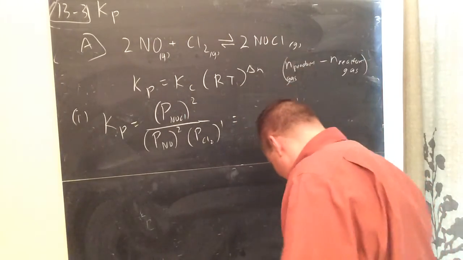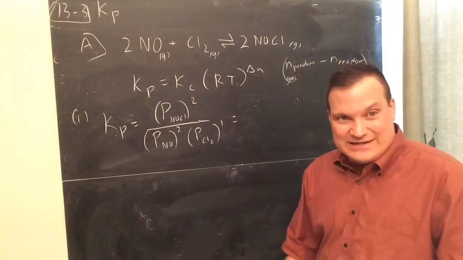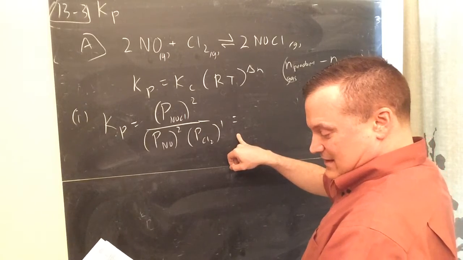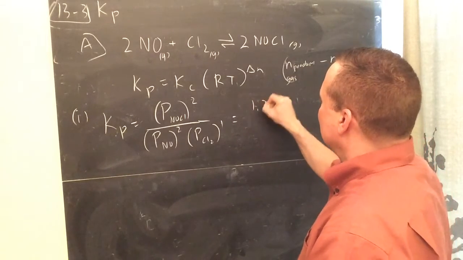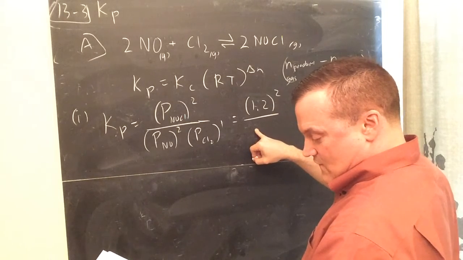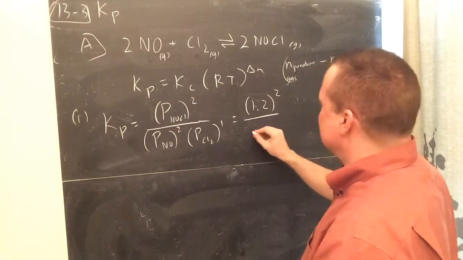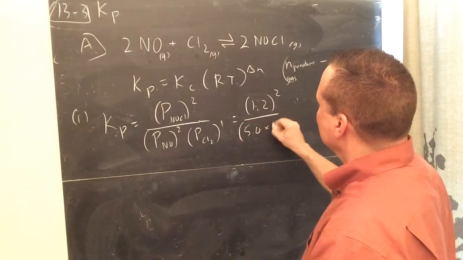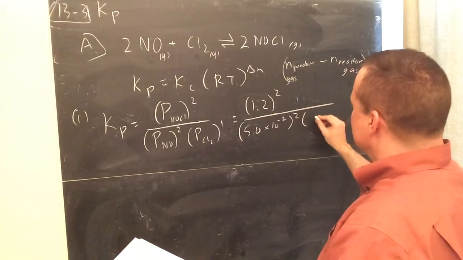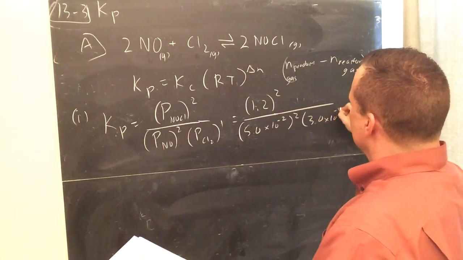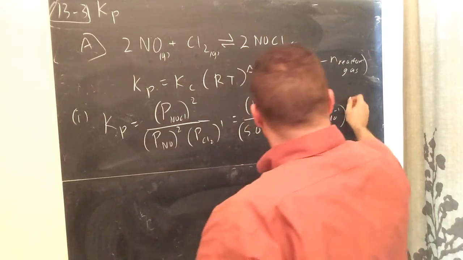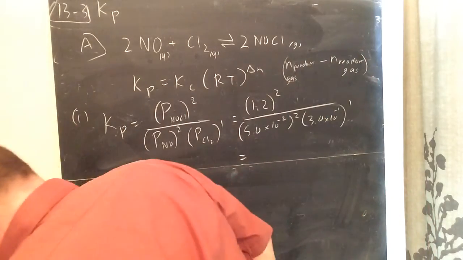Now here's where you have to be careful, and I have to be careful with my numbers. It's bookkeeping, just like thermo and some of the kinetics stuff. NOCl is 1.2. Square that. NO is also squared, and it's 5 times 10 to the negative 2. Don't forget to square it. And then the other one is 3.0 times 10 to the negative 1, and it is not squared, it's to the first power. Okay, so let's find out what our value for Kp is.